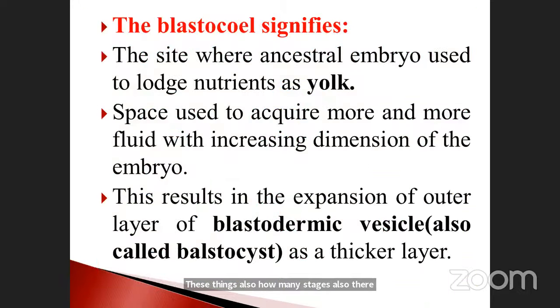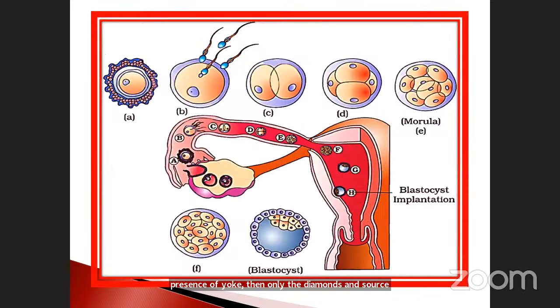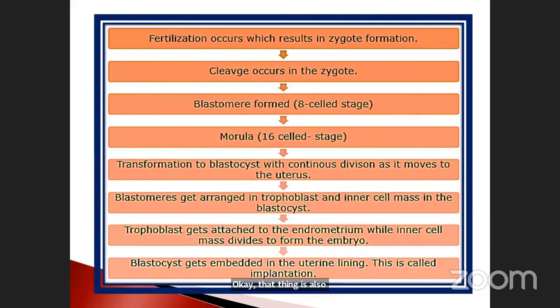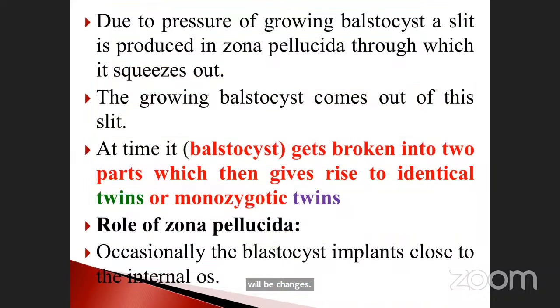Okay, blastocoel significance: because of the presence of yolk, the dimensions also increase, as well as the blastodermic vesicle. That is also called blastocyst. How will it be implanted? Okay, we already discussed that also. Okay, how will it change? What are the changes which occur within the endometrium? We already discussed that also.